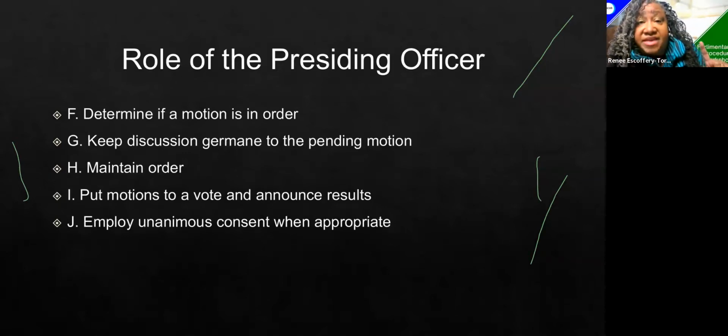Now, I will say this. If your bylaws indicate that you must vote by secret ballot, and you only have one person on the ballot for a position, you cannot elect that person by unanimous consent. You still must vote. Why? Because your bylaws say that you are going to use secret ballot.